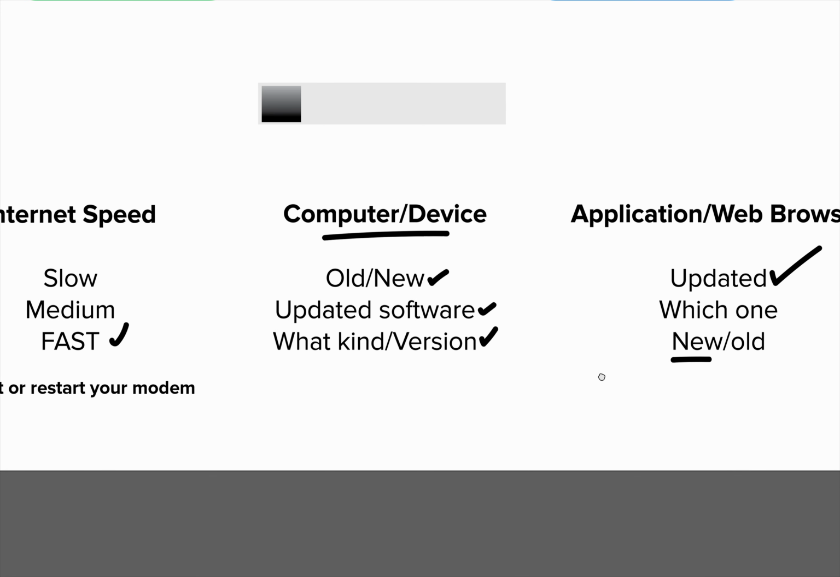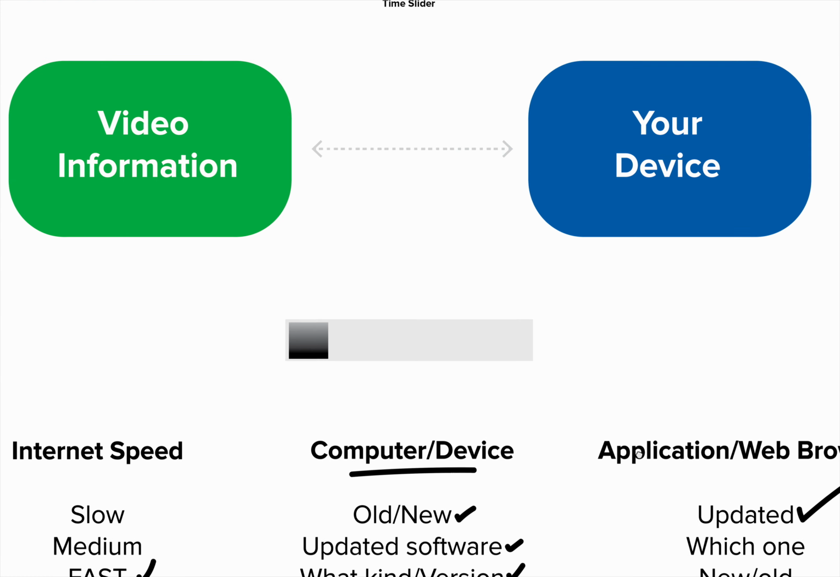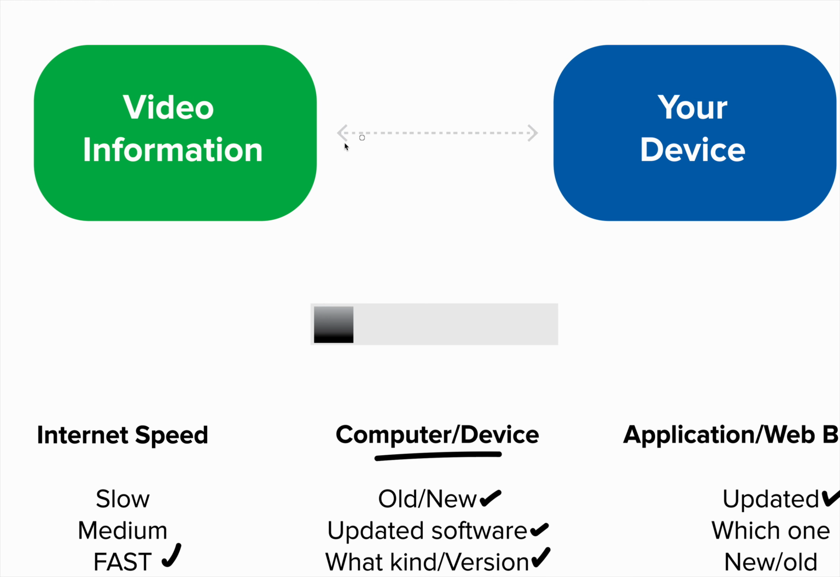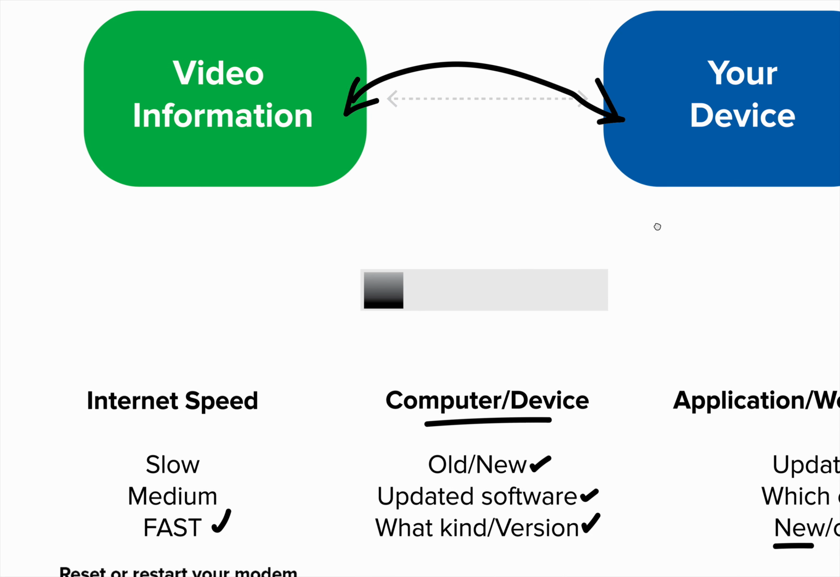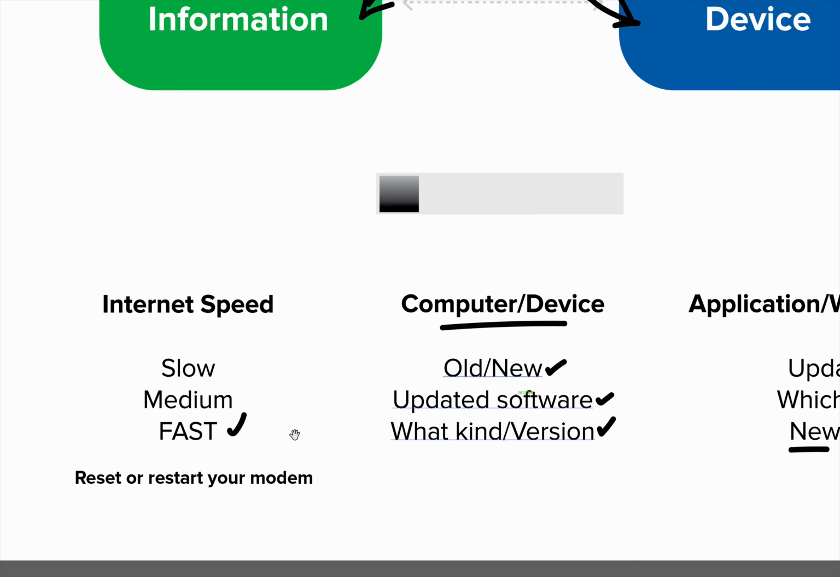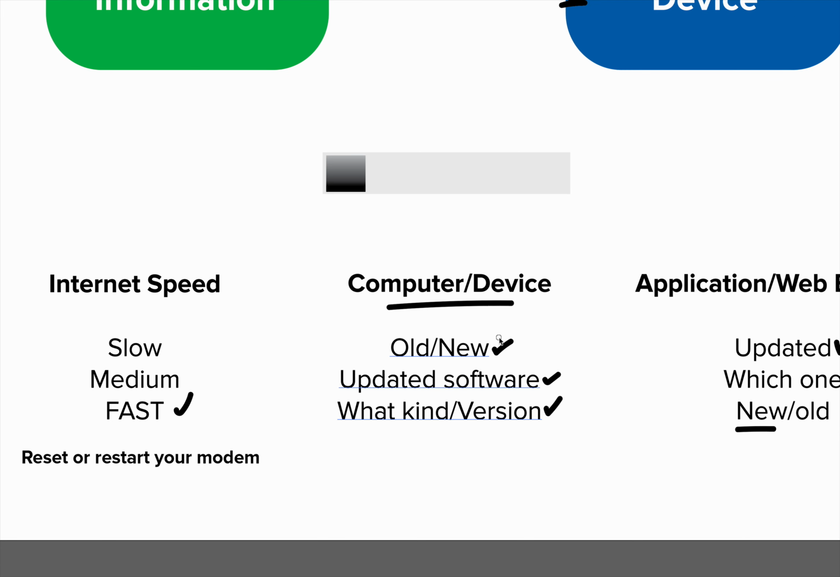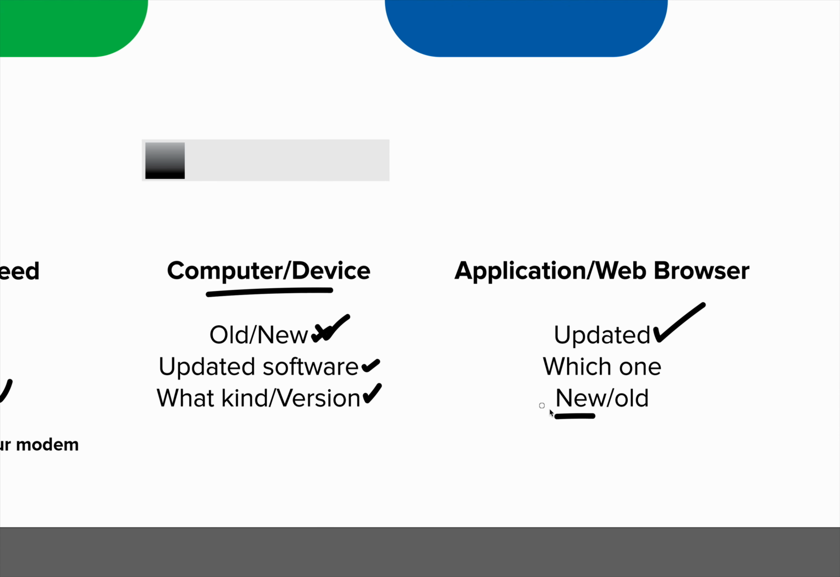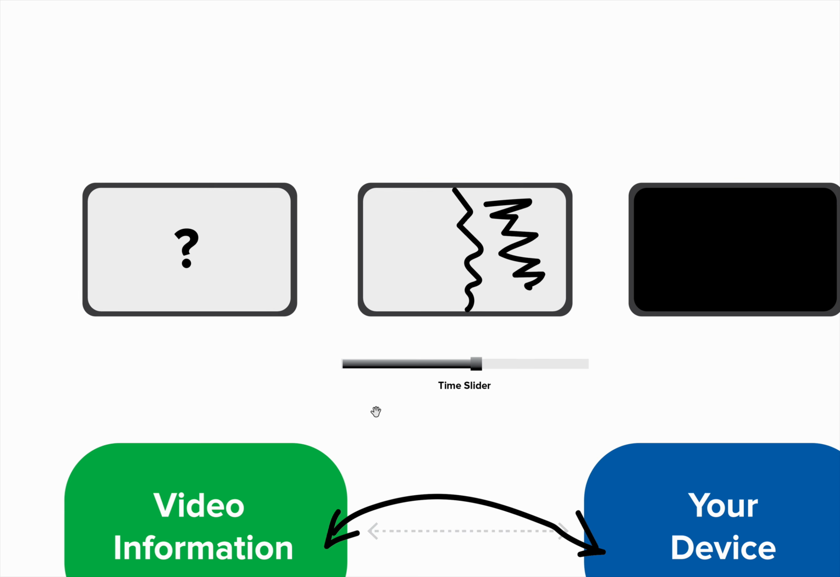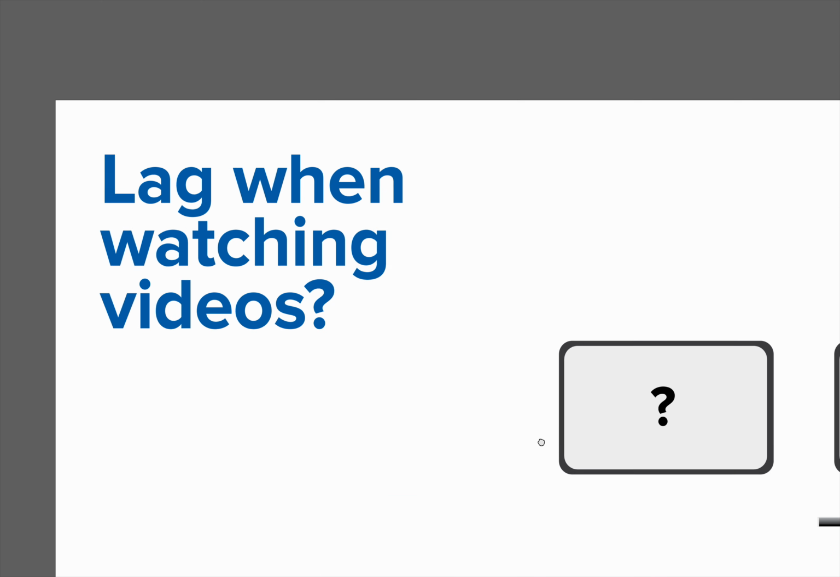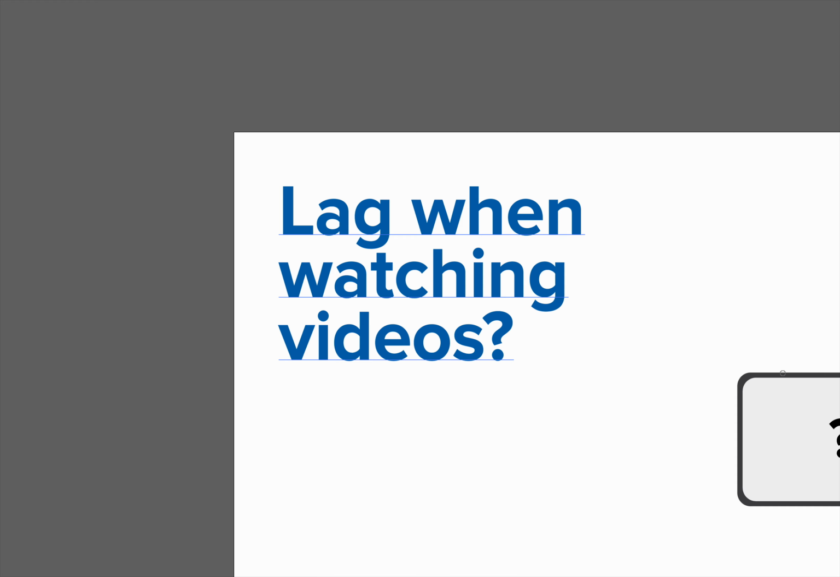So these are the three things that I want you to keep in mind with watching videos, and usually the culprit, because again, you're communicating video information to your device back and forth, and all of these factors are going to be important. So again, reset or restart your modem. That's important. Make sure you're using a newish device. That's important. And make sure you have updated and new web browsers or applications, and then you should have fewer problems when it comes to watching your video on any device. Hopefully this stuff helps.